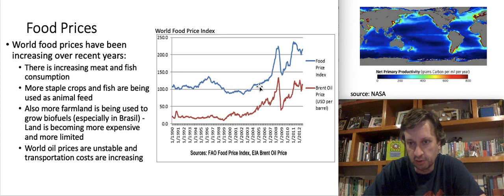Volatile, but both of them are increasing. And you can see the obvious relationship between the two of them. They follow each other precisely.